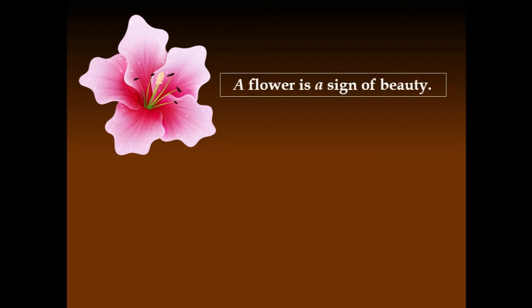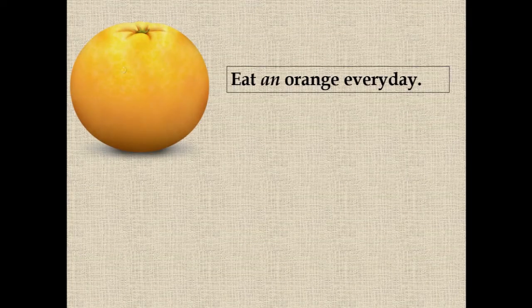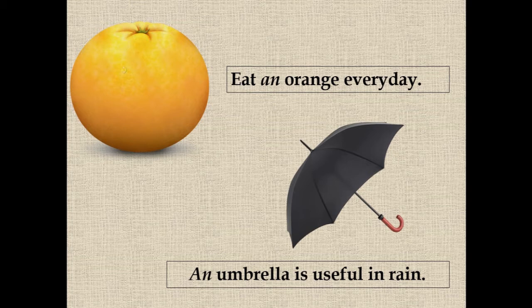So, what do you see? A flower is a sign of beauty. And next, everyone should know how to operate a computer. Eat an orange every day. An umbrella is useful in rain.